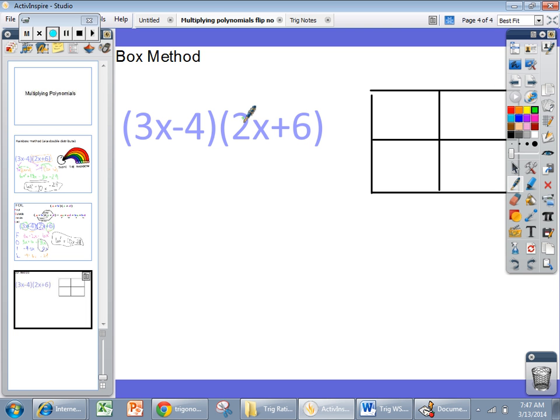So the first thing that you're going to do is take your first one and write it at the top. So I'm going to write 3x above the first box. And I'm going to write -4. Watch your negatives. I'm going to write -4 for the second box. And then I'm going to take the other one and write it on the side. So I'm going to put 2x. And I'm going to put my 6.